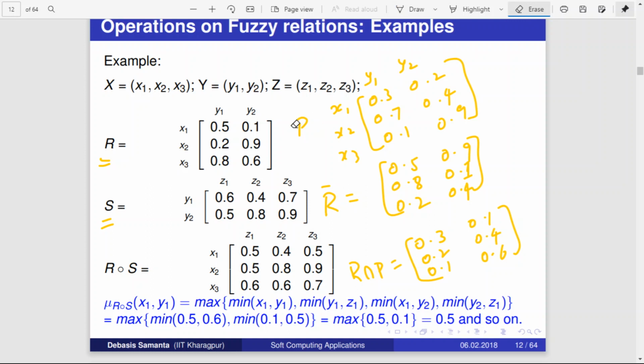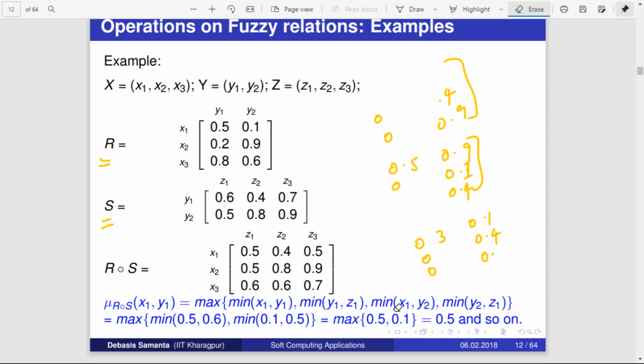So this is how we calculate union, intersection and complement on a fuzzy relation. Now let us see how to calculate the composition, which is important: the composition of two fuzzy relations R and S. R is defined on the fuzzy sets X and Y, whereas S is defined on the fuzzy sets Y and Z, and this is how R and S were given.